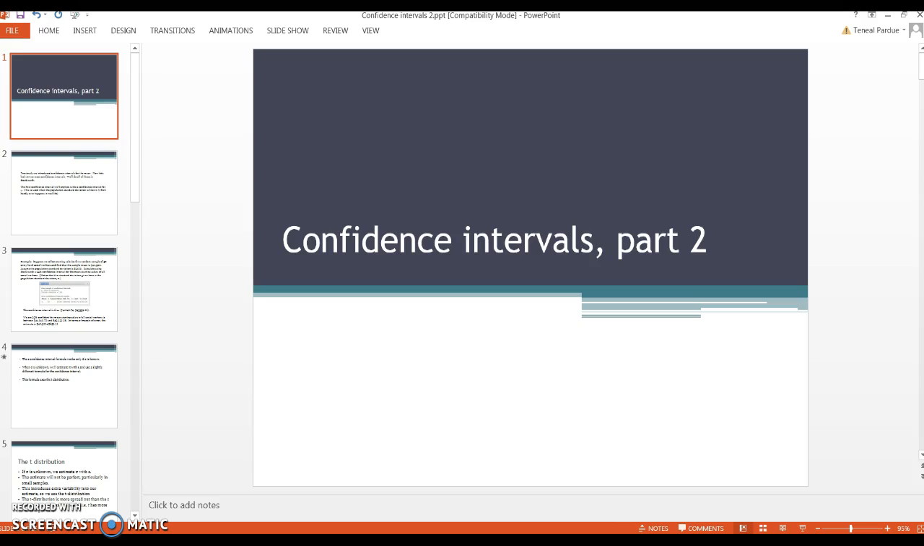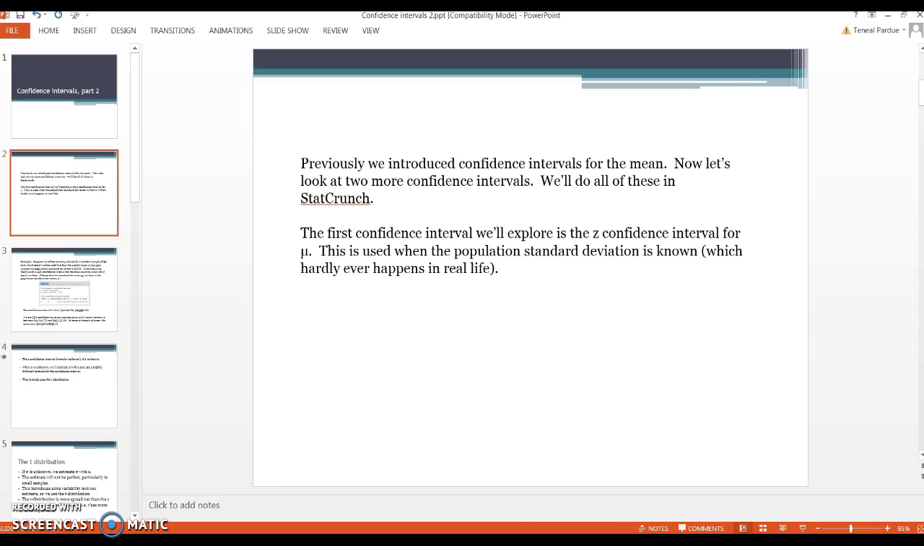Last week we did a little bit with confidence intervals in SPSS, but now we're going to look at two other confidence intervals, as well as the same one we did previously, but this time in StatCrunch. So the first one we're going to look at is the Z confidence interval for mu. This week we're going to look at two confidence intervals for mu, and then one for the proportion.